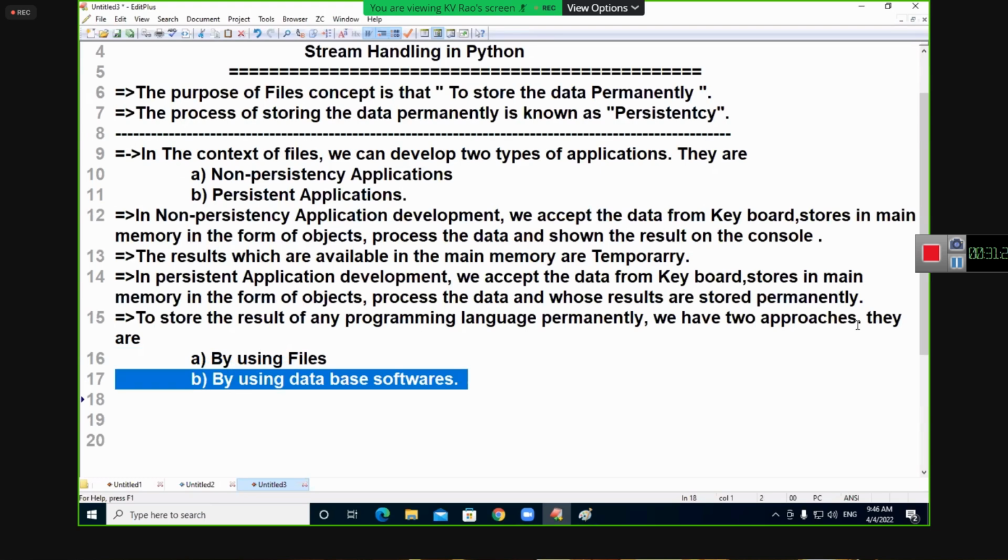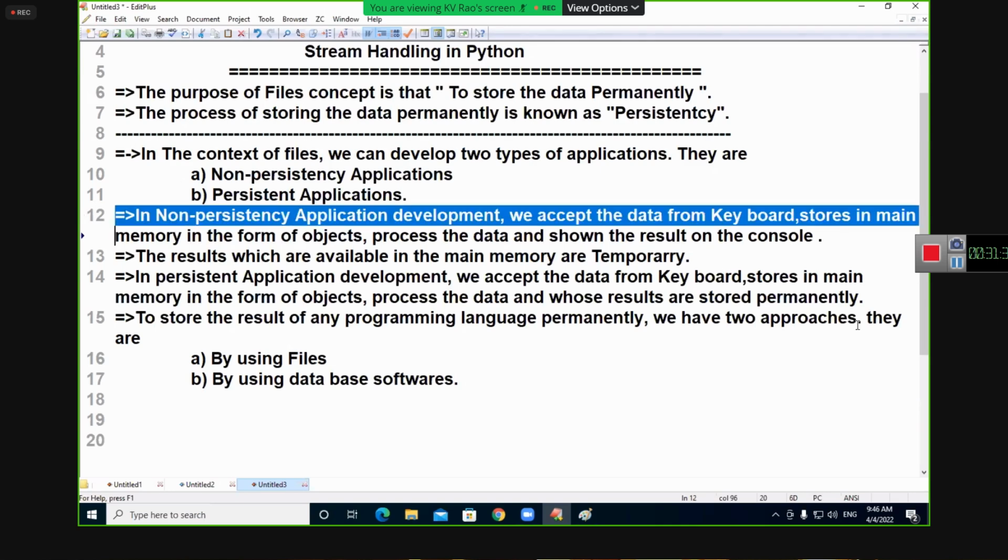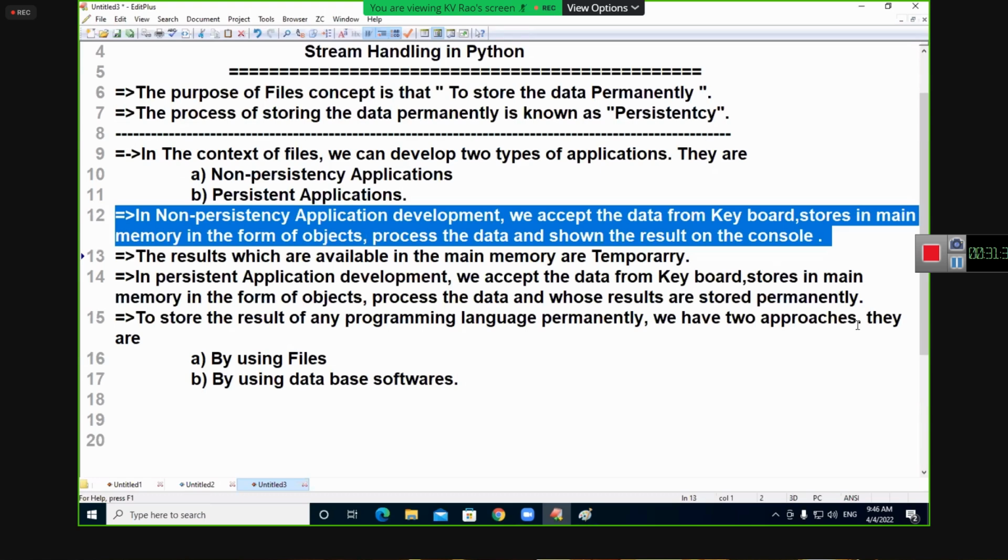Are you following, students? So how many types of applications are there? Two types. One is non-persistent. In non-persistent application development, we accept the data from the keyboard, store it in main memory, process it and show the result on the console itself.